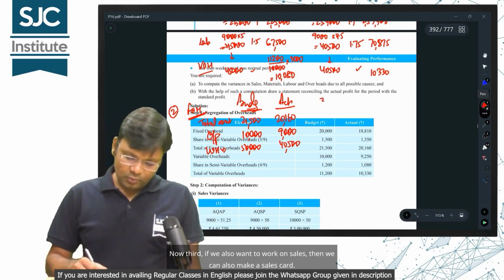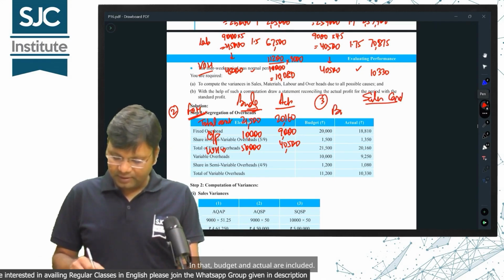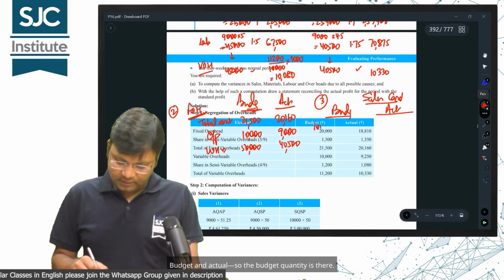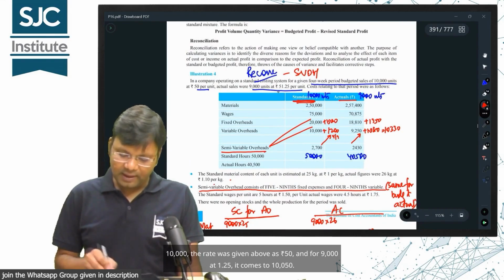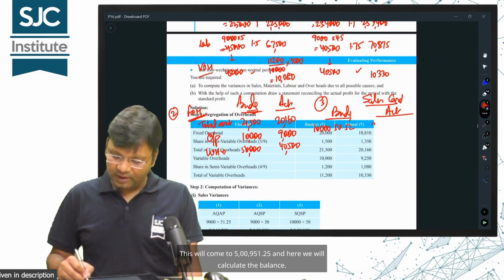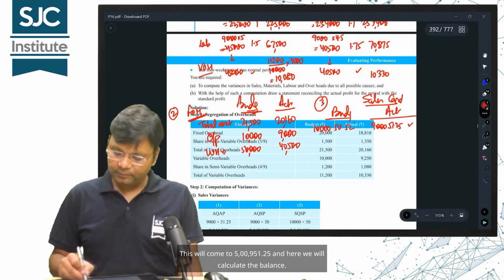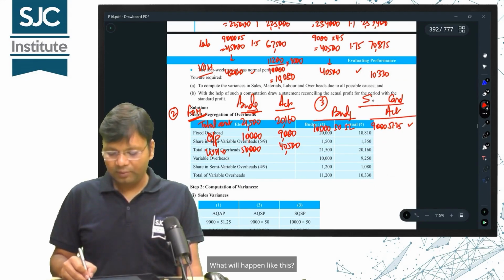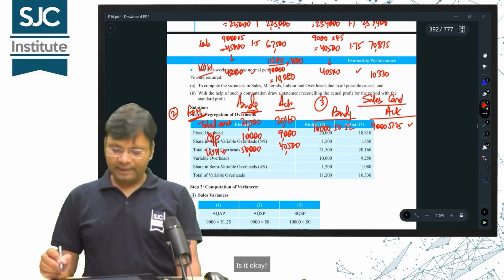Now third, if we also want to work on sales, then we can also make a sales card. In that, budget and actual are included. So the budget quantity is 10,000, the rate was given above as 50 rupees, and for 9,000 at 1.25, it comes to 10,050. This will come to 5,951.25, and here we will calculate the balance. Alright, so in this way, the sales card will be made. Is it okay?